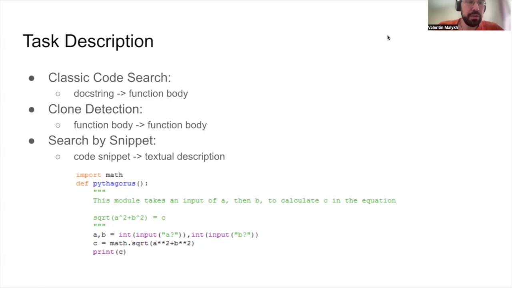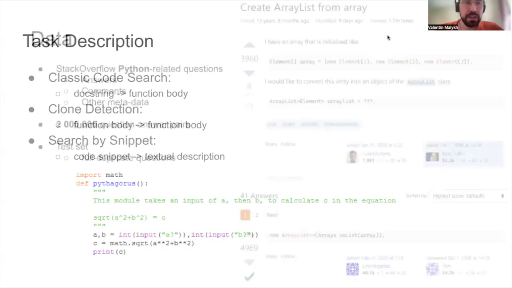So our search by snippet task is, in a way, close to the classic code search task, but in the other direction. So we're searching a docstring by function body. It's actually not really that, but it is how it's actually working. Okay, so this is the task we are presenting. We have a code snippet and we find its textual description. Let us go to the data.